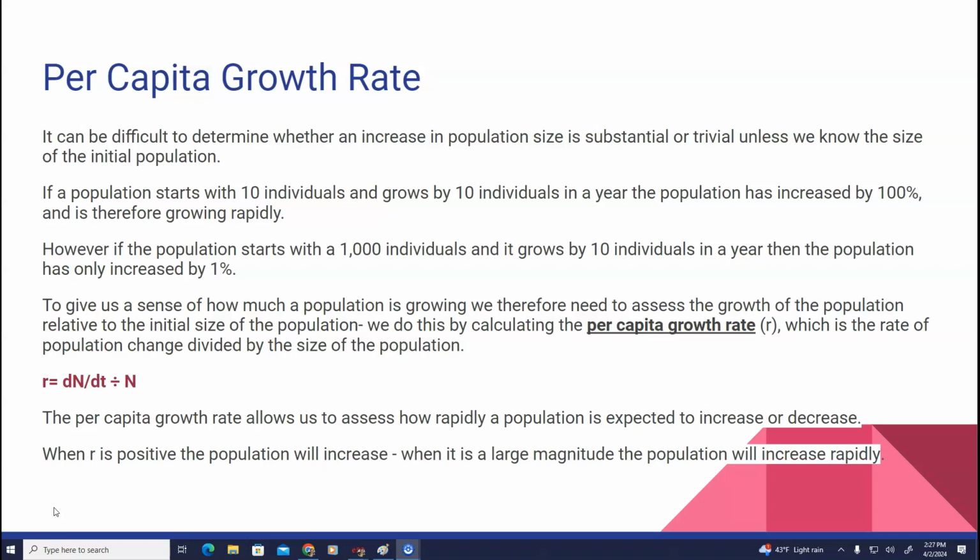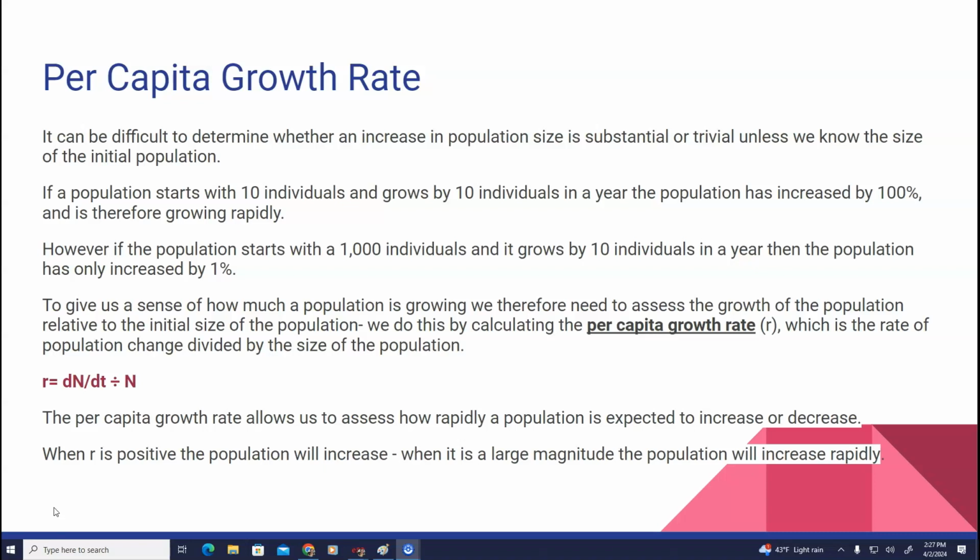But if you think about it, if we're talking about a population that starts with 1,000 individuals and it grows by 10 individuals in a year, then the population has only increased by 1%. So that's a big difference in those two situations. So we really do need to know the size of the starting population.